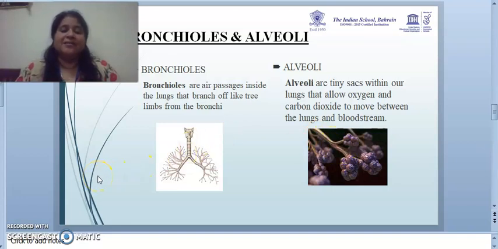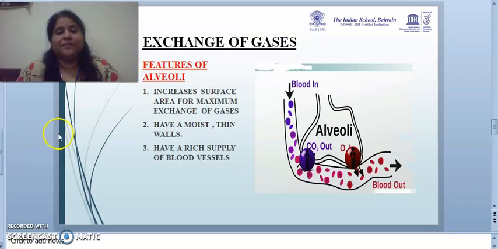So how do the alveoli help in exchange of gases? That is what we are going to study next. What are the features of alveoli that help in the exchange of gases? The alveoli have a large surface area, which maximizes the exchange of gases. An average adult lung has around 600 million alveoli. If you stretch it out, it would be the size of a tennis court.